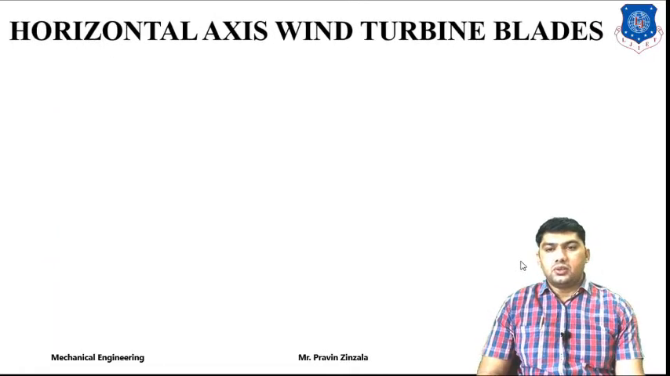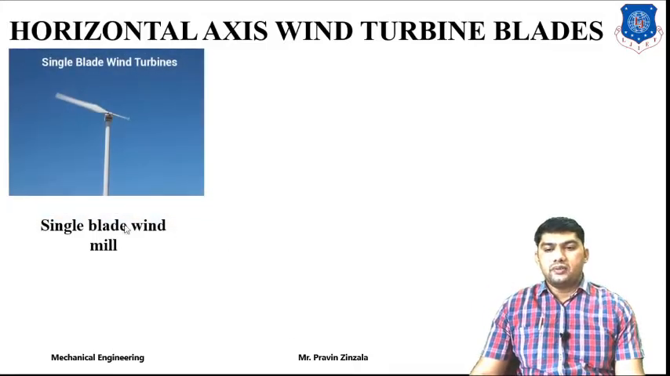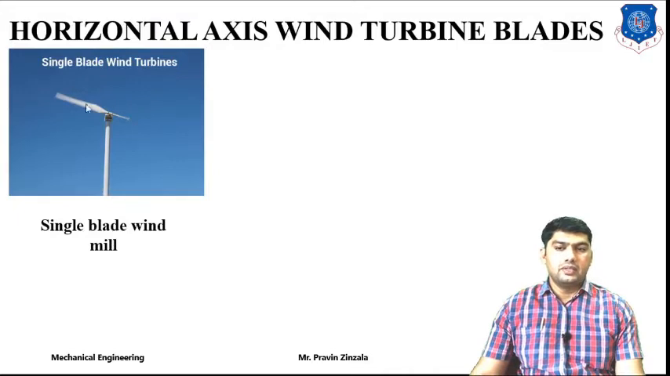Now we will discuss the horizontal axis wind turbine blade. There are different types of wind turbine blades used in horizontal axis turbines. First one is the single blade windmill, meaning only one blade is used in the horizontal axis wind turbine. So it's called a single blade windmill.